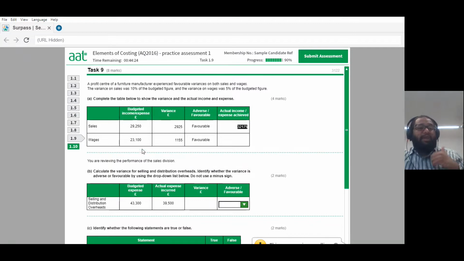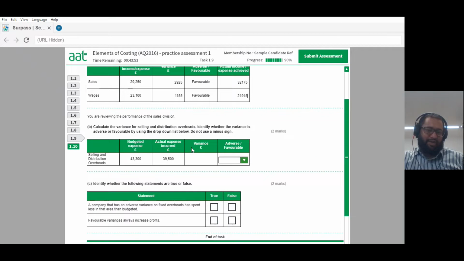The other part is when it comes to expenses, you need to be spending less than you budgeted for to achieve a favorable outcome. So therefore, this has to be taken away from this. 23,100 minus 5% is equal to 21,945 pounds. This is also a favorable variance. Why? We spent less than I budgeted. Therefore, this is going to be classed as a favorable variance.